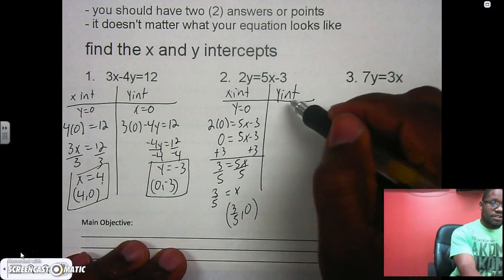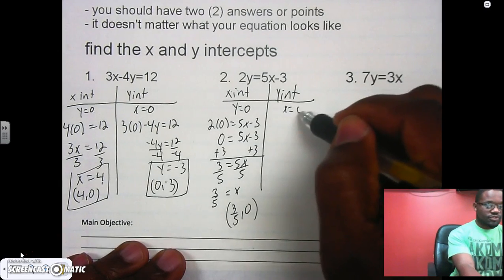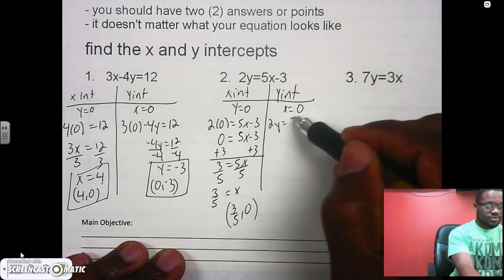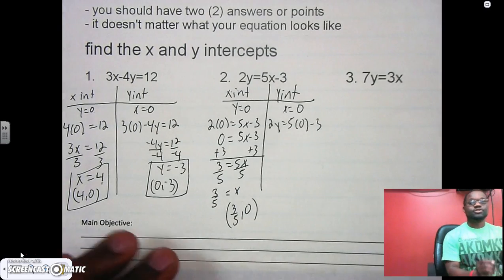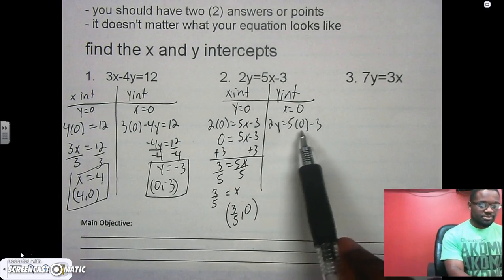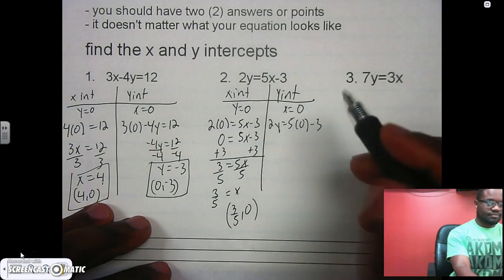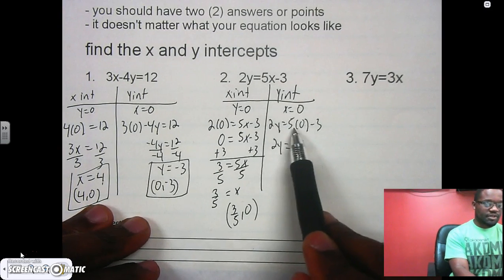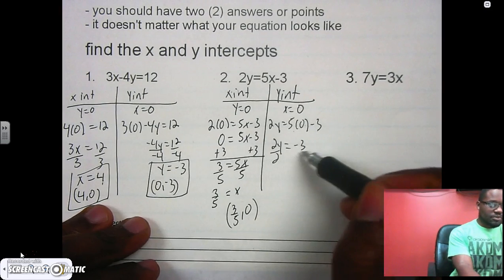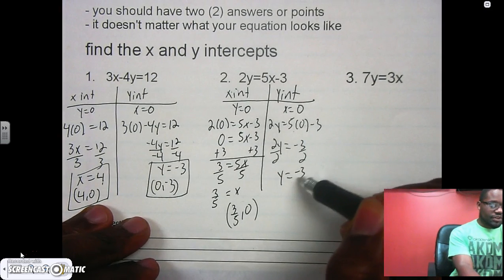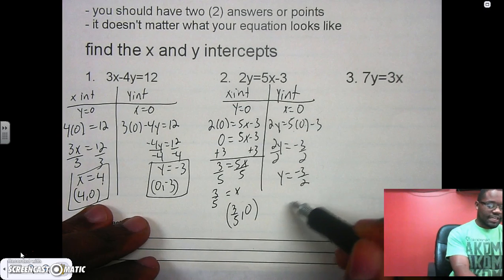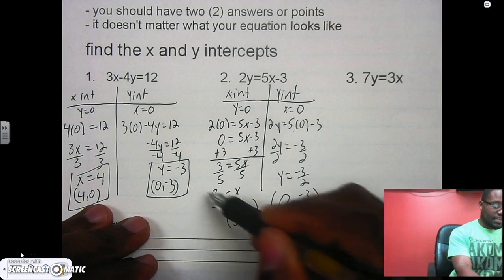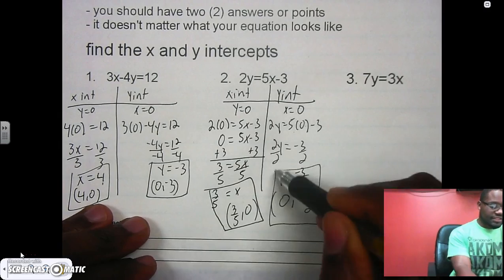Now, your y-intercept is where x equals 0. So again, I go over here, and whenever I get to the x, I'm going to substitute 0 in its place. And notice when I substitute, I always use parentheses because it lets me know I'm substituting, and that's multiply. It's not 50. All right, 2y equals negative 3 because 5 times 0 is 0, and 0 minus 3 is negative 3. Divide both sides by 2, and you get y equals negative 3 over 2, or you can change that to negative 1 1/2. And as a point, that's 0, comma, negative 3 over 2, or negative 1 1/2. Again, that's an answer, and that's an answer.